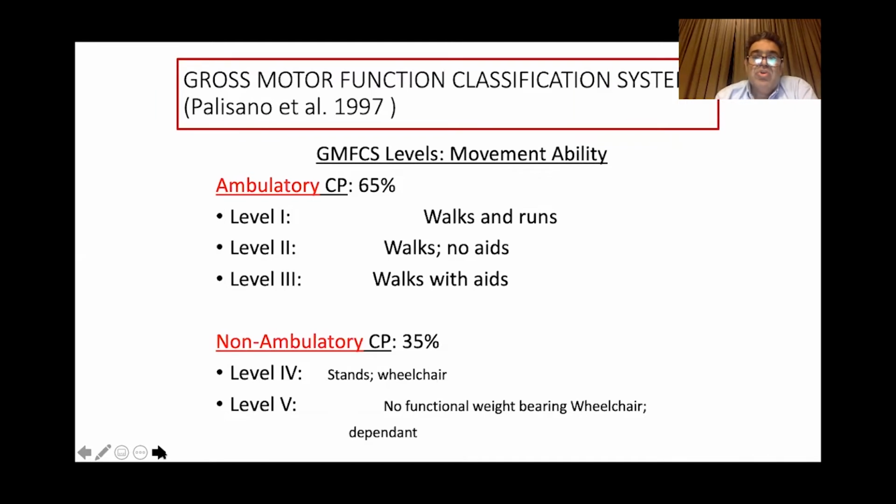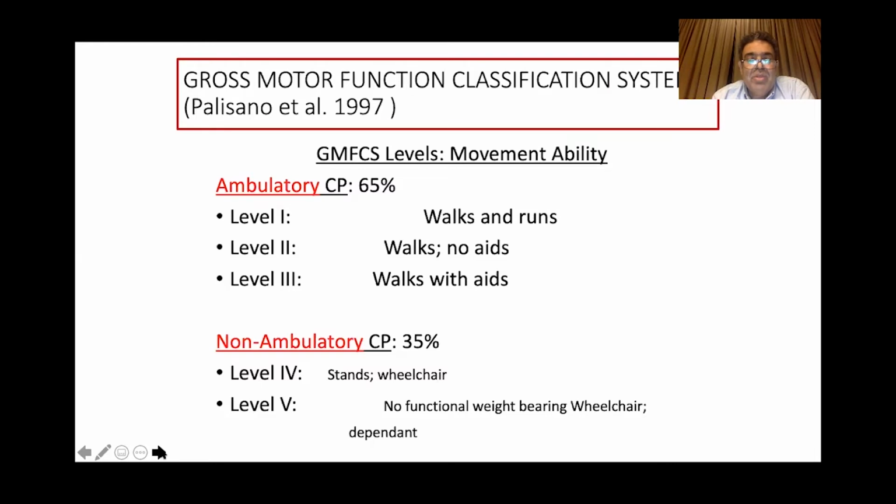The functional classification of cerebral palsy most commonly used is the gross motor function classification. It's subdivided into 2 major subtypes: the ambulatory, which is level 1, 2, or 3, where in level 1, the child can walk and run normally, but has very mild limitation. Level 2 usually uses some aids to be able to walk, while level 3 should use a walker or something like this. And these 3 types constitute 2/3 of the cases.